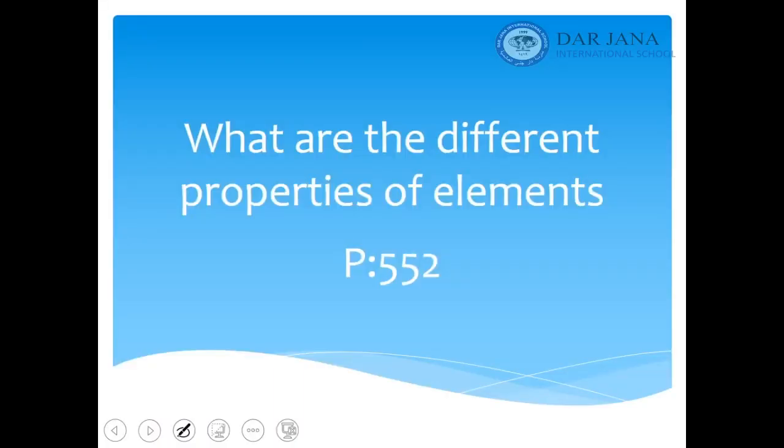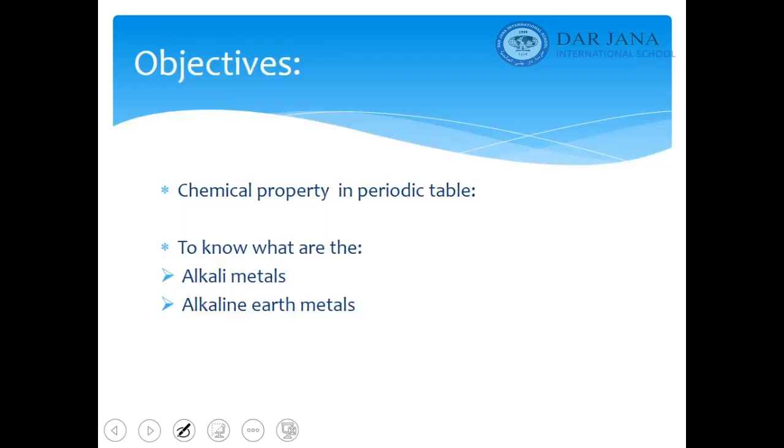Hello grade 6 students and welcome to this lesson, page 552 in your books. In this lesson we're going to discover chemical properties in the periodic table along with three new groups: alkali metals, alkaline earth metals, and the transition metals.